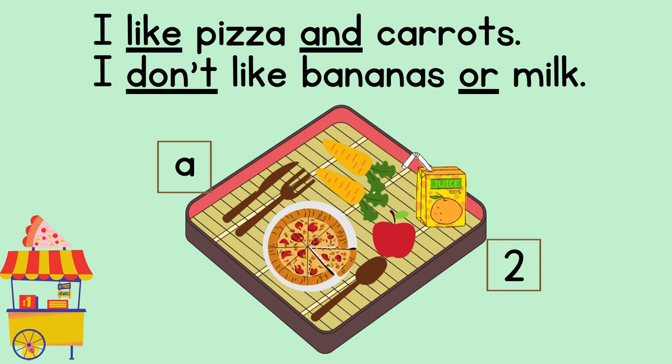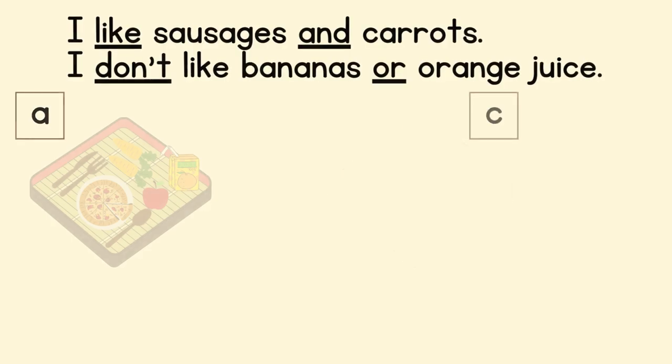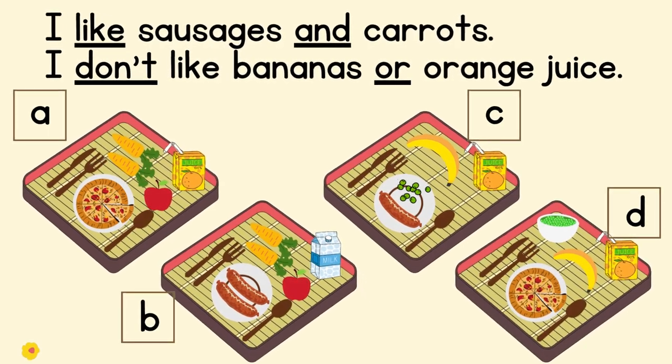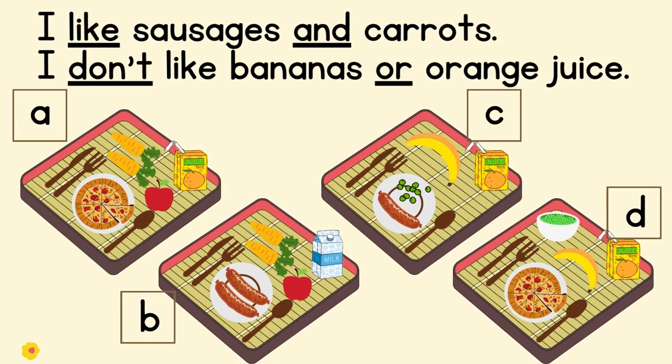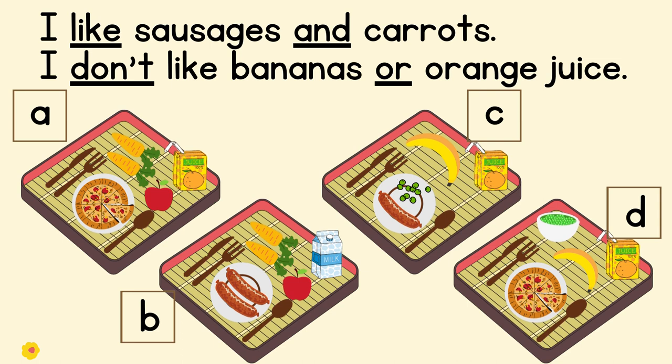Let's read the sentence one more time. I like pizza and carrots. I don't like bananas or milk. Good job. Next. Let's read the sentence together. I like sausages and carrots. I don't like bananas or orange juice.